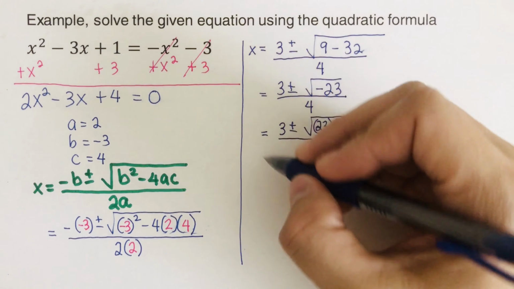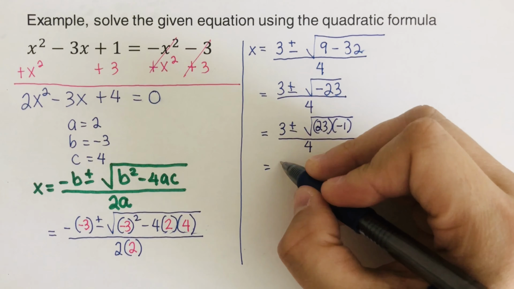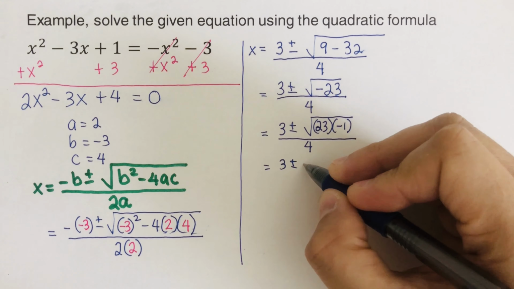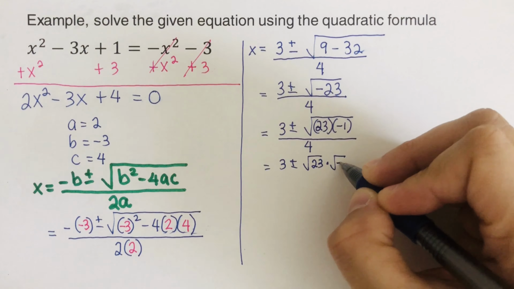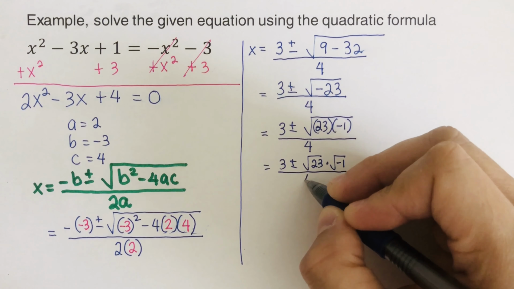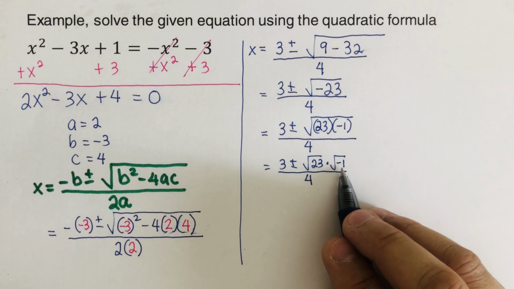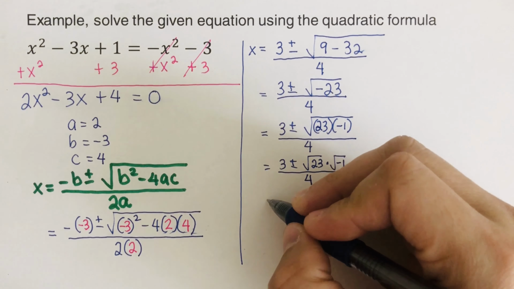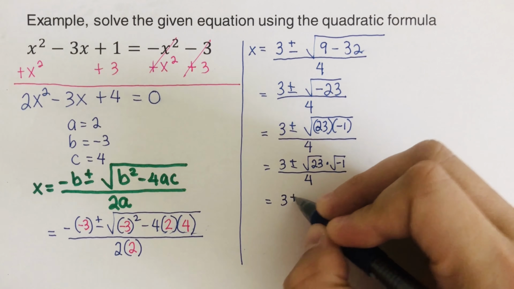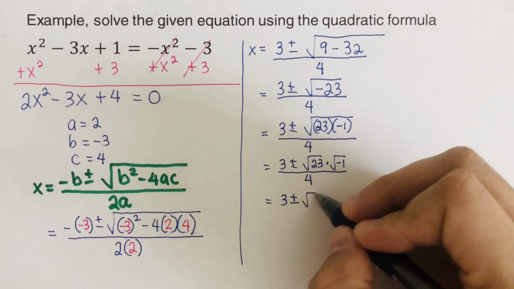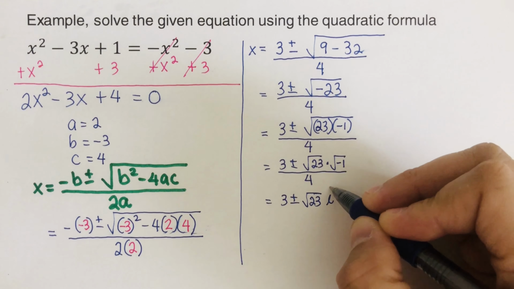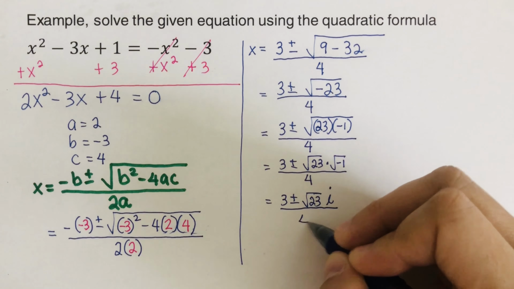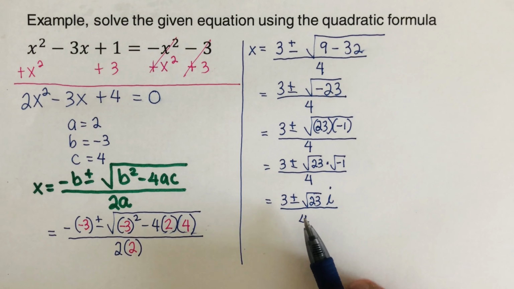So if we break this down, this would come out 3 plus minus square root of 23 times square root of negative 1 over 4. So square root of negative 1 is i. So then we can go ahead and rewrite this as 3 plus minus square root of 23, and then this negative 1 is i, so I put the i over there, over 4. So this is the solution that we have over here.